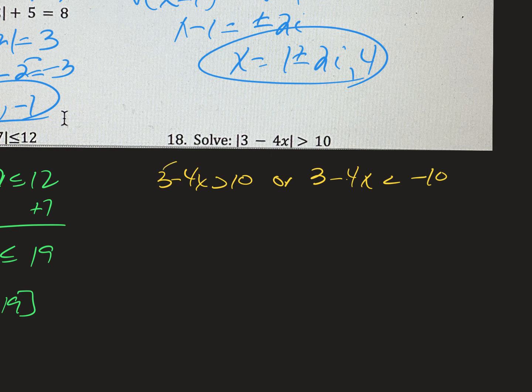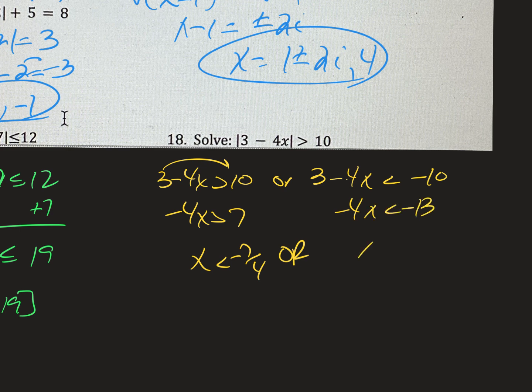So let's move the 3, which gives me 7. Now I'm dividing by negative 4. Be careful. You divide by negative, you flip that sign, negative 7/4. Or move this 3 over, get negative 13. Divide by negative 4 again, so you're flipping the sign, 13/4. So I'm getting less than negative 7/4, which is this. And also, or greater than 13/4, which represented this way.